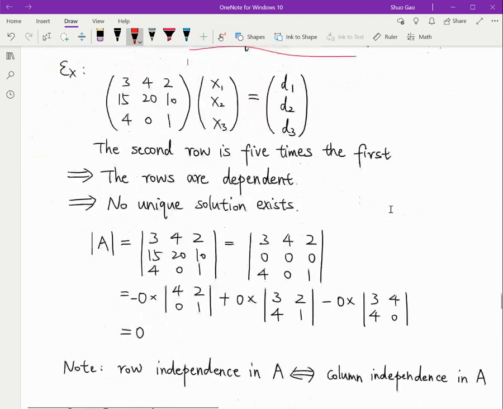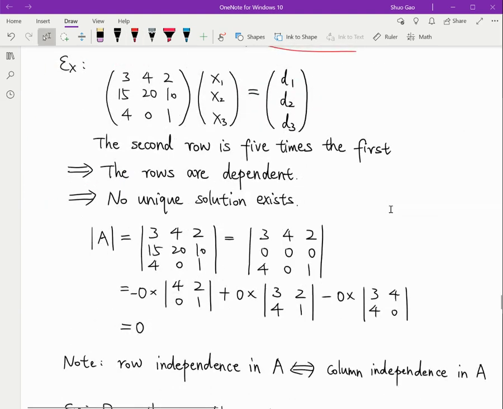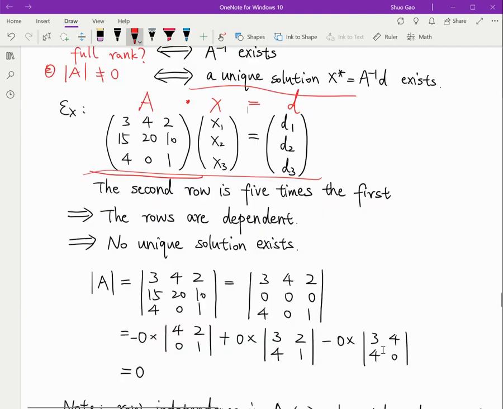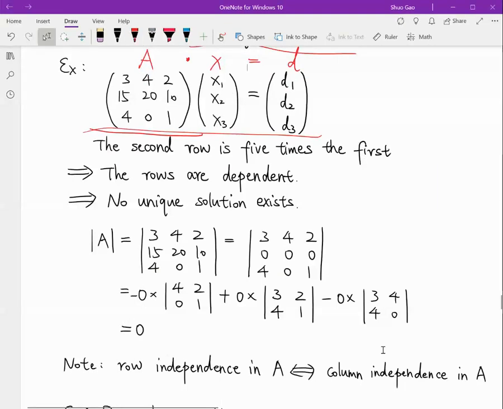Okay, so here's the example. This is the example of the equation system. So this matrix is A. It's a coefficient matrix. This is a vector x. This is our d vector. A times x equals d. So this is our equation system, and our goal is to find x, right? Find x1, x2, and x3. Now d are just constants. So d1, d2, and d3 are constants that we already know. And the only thing that we don't know is the x vector.